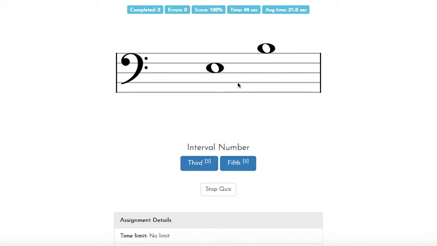Now here's one of our new intervals. 1, 2, 3, 4. Line, space, line, space. That would be a fifth. That is 4 notes away.